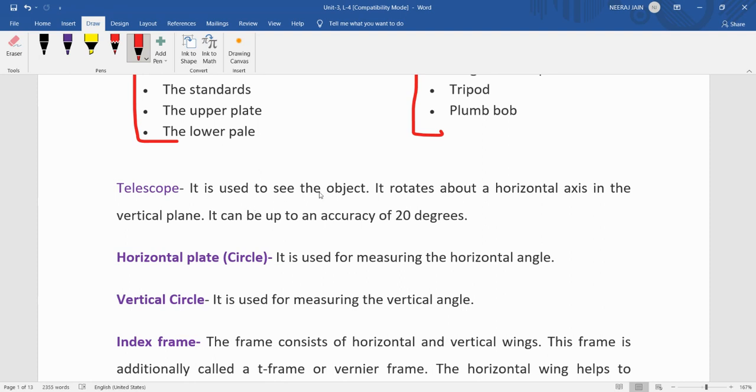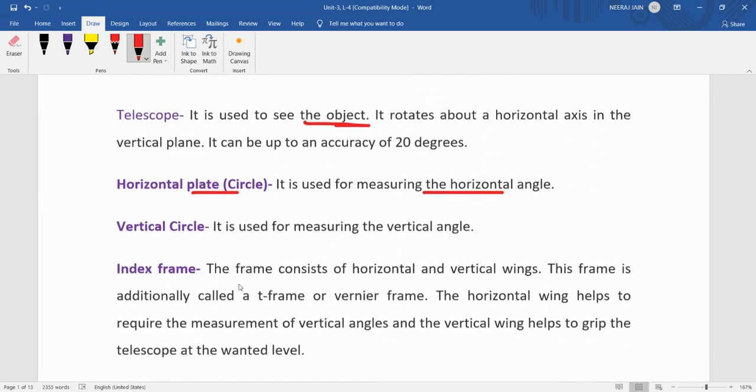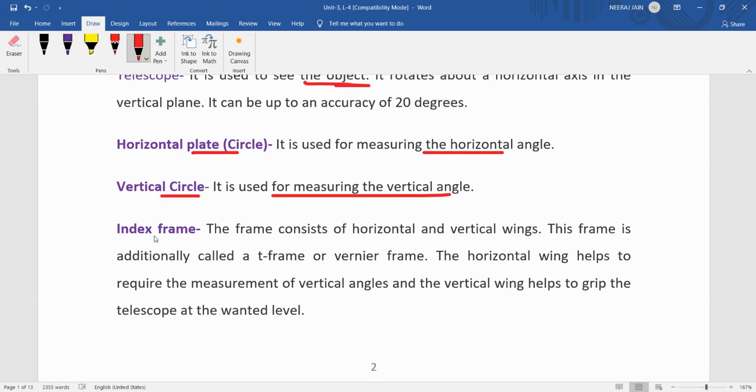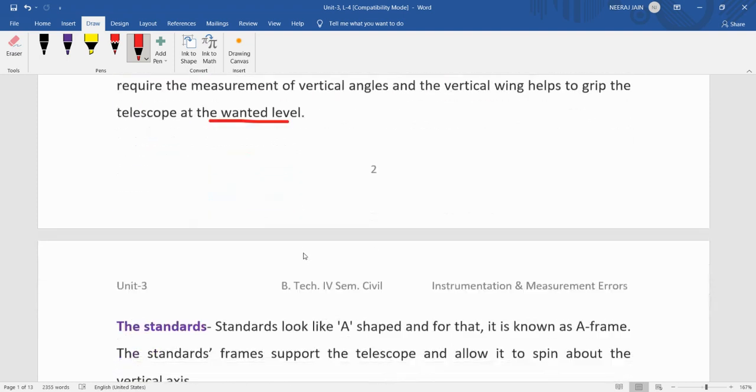Basically, the telescope is used to see the object. The horizontal plate is used for measuring the horizontal angle. Then the vertical circle is used for measuring the vertical angle. The index frame consists of horizontal and vertical wings. This frame is additionally called the T-frame or vernier frame. The horizontal wing helps in the measurement of the vertical angle, and the vertical wing helps to grip the telescope at the wanted level. So these help to measure the horizontal and vertical angle.